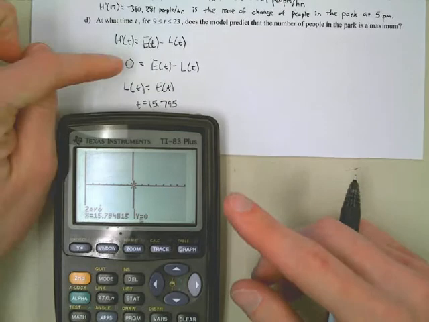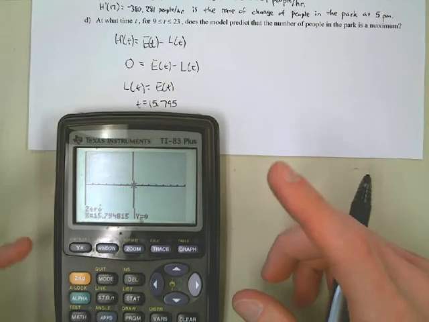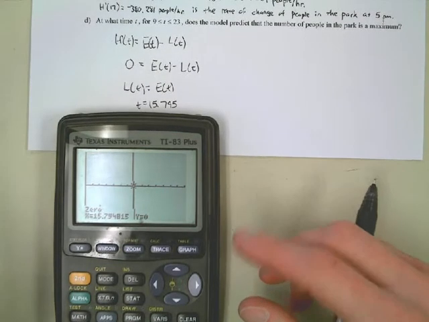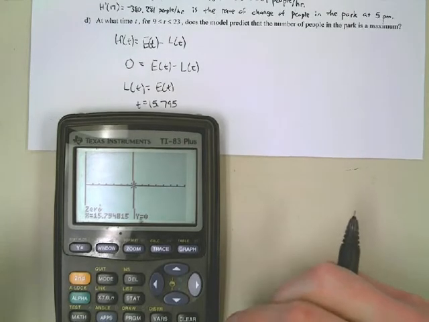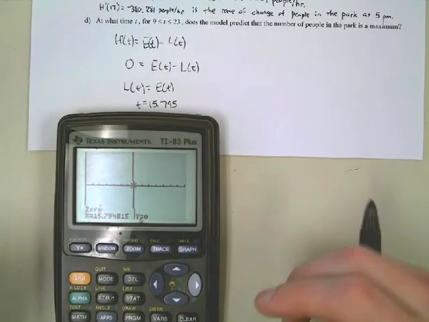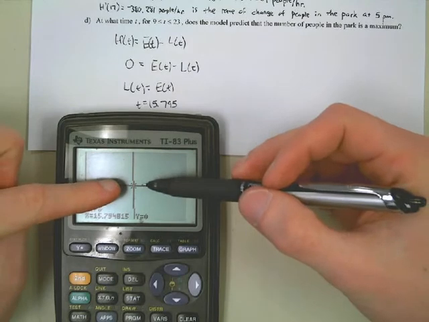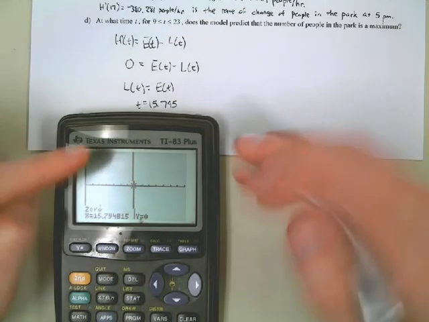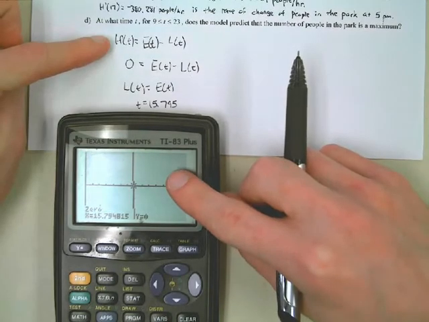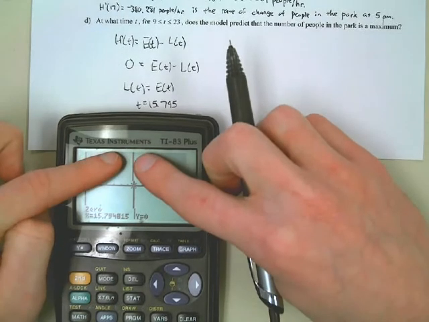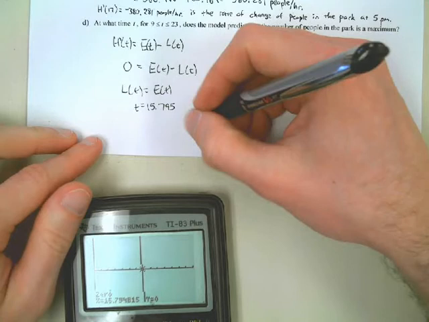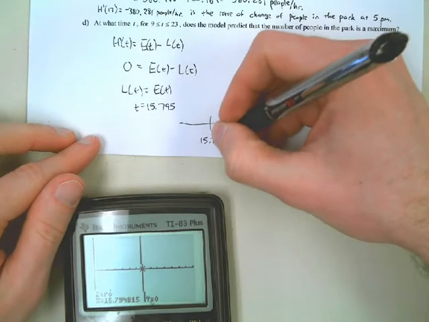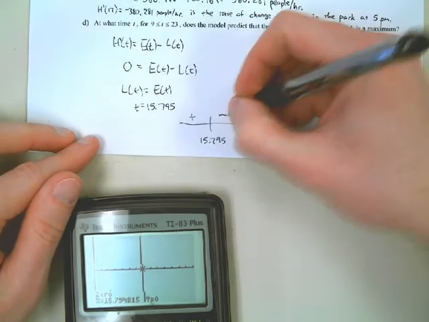Now, is this critical point a maximum? Not necessarily. No, it's not necessarily a maximum. This is a graph of H prime, right? H prime is positive to the left and negative to the right. So let's think about that, right? Positive to the left, negative to the right. So is this a maximum? Yeah. Okay.